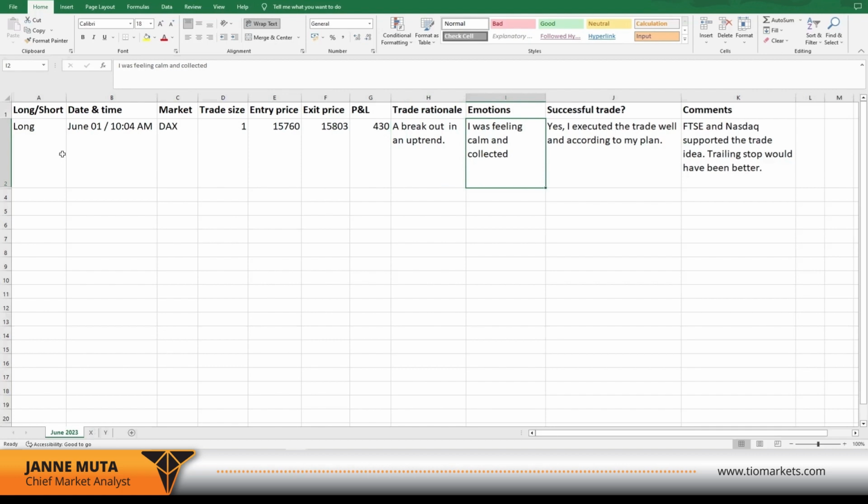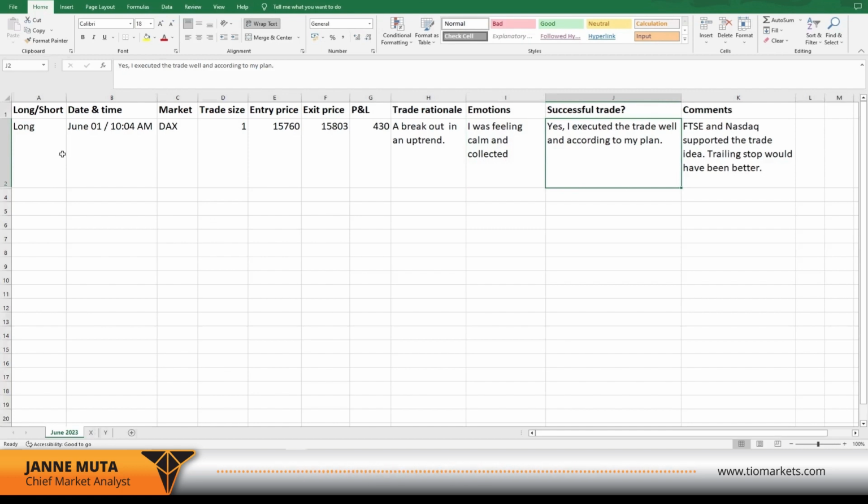Then your emotions. You might be feeling angry, tired, frustrated, or you might be feeling joyful. All these emotions you should write down because they will impact your decision making. It's just basic psychology that this will happen. So if in the future you see that your trades usually go bad when you are feeling angry, then that's a red flag for you. That might signal that you shouldn't trade that day.